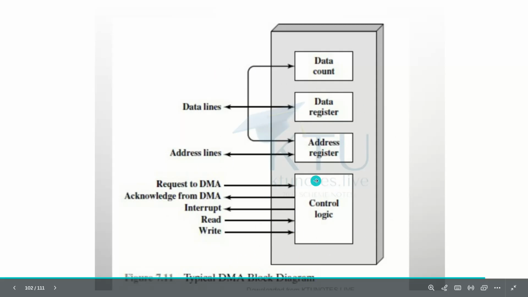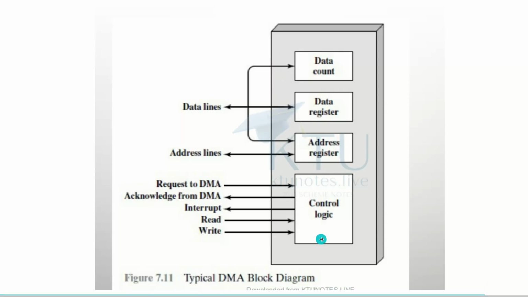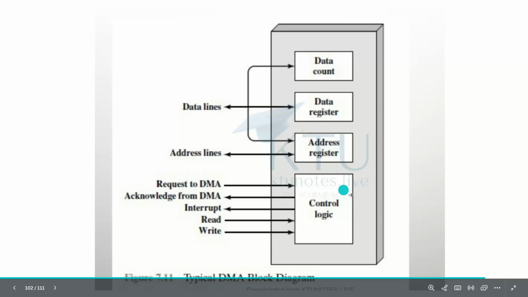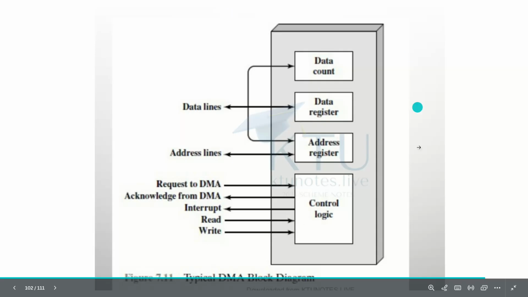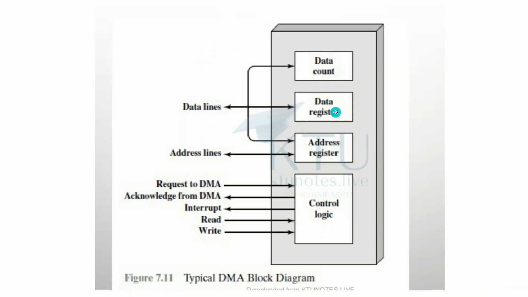In this DMA block diagram, we have the control logic, the data count, the data register, and the address register. The request to the DMA from the CPU comes to the control logic, and the control logic later sends the interrupt or acknowledgement from the DMA. The read and write signals also go to this control logic. The address register and data register are connected to the address line and data line. The data count tells how many data items have to be transferred, and that we also have to understand.